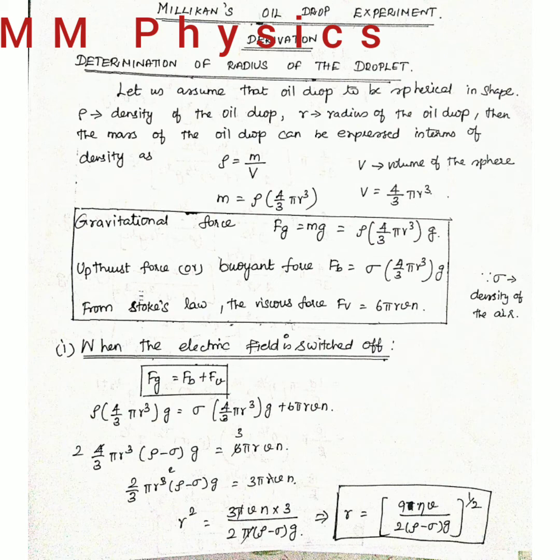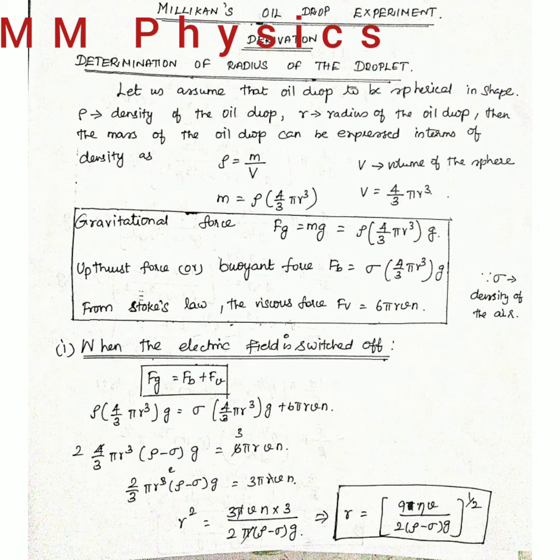Then the mass of the oil drop can be expressed in terms of density: rho equals m divided by V. The m value can be given as m equals rho into 4/3 into pi r cube. Here V is the volume of the sphere, which is equal to 4/3 pi r cube. Totally there are 4 forces acting.